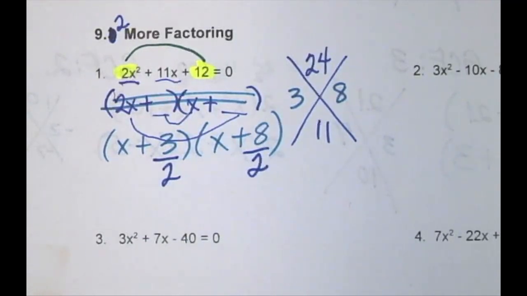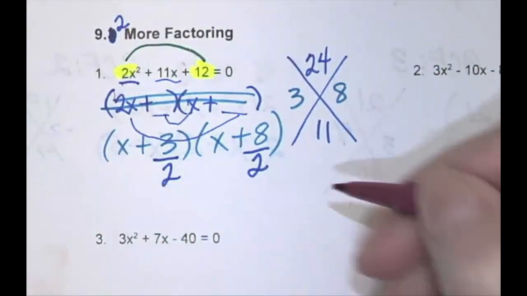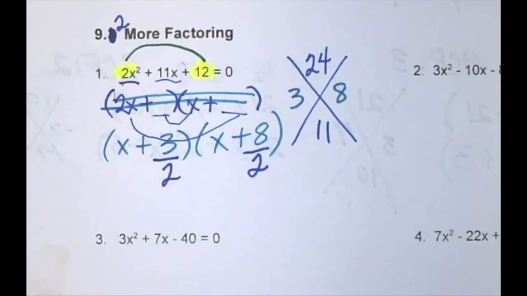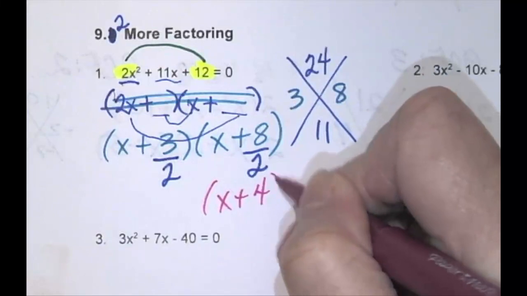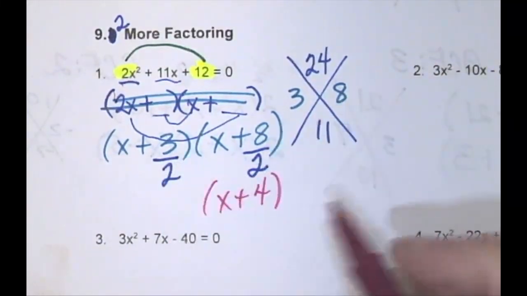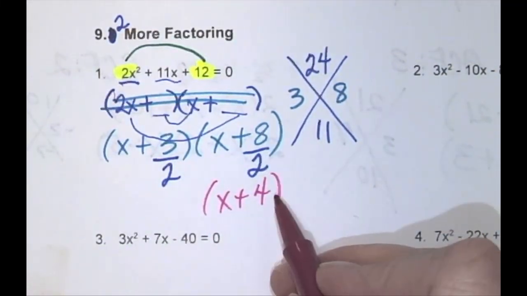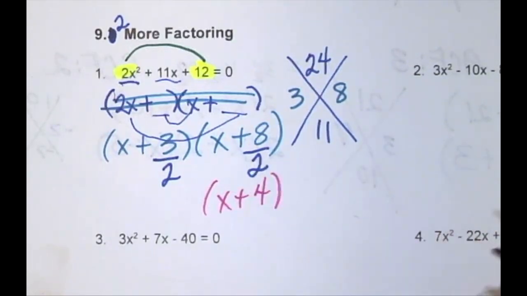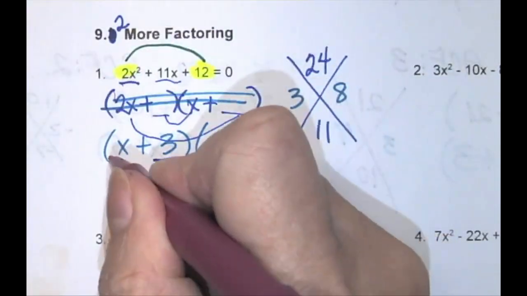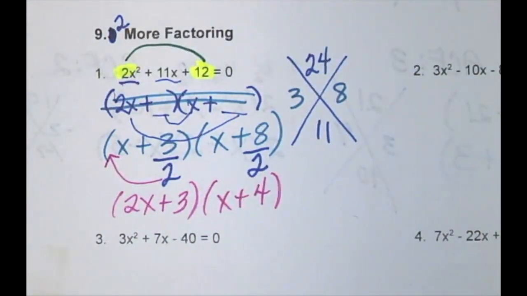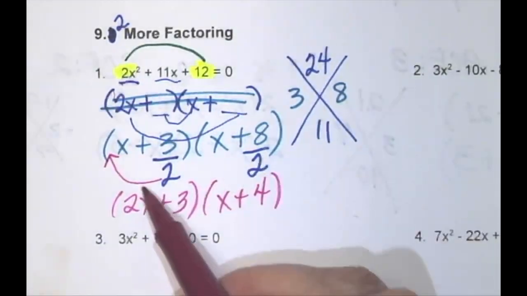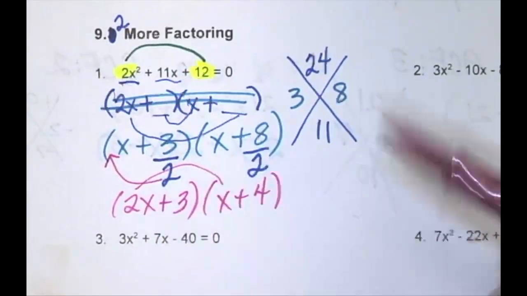At this point, there's one very important step that people often forget. This will not work if you don't reduce. You must reduce if you can. 3 over 2 doesn't reduce, but 8 over 2 does. 8 over 2 reduces to 4. Once you have reduced, if it can, then we do what's called bottoms up. I call this method bottoms up because the bottom goes up to the front. This is our answer.